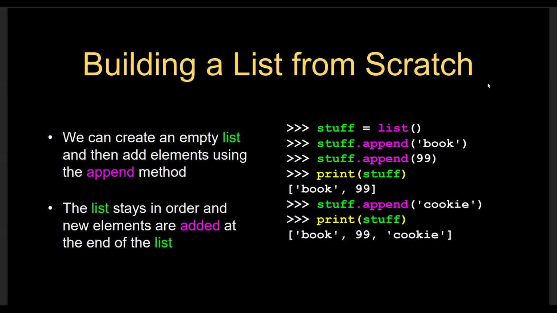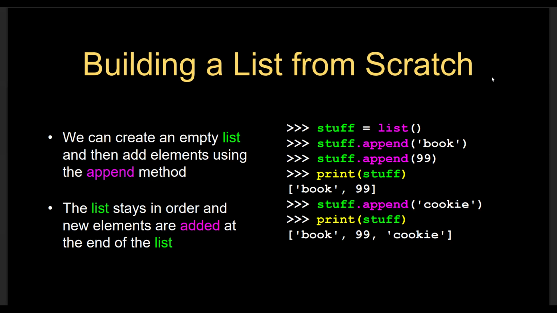The list stays in order and new elements are added at the end of the list. After creating the list, by using the append method, every element is added at the end of the list in order. Whatever order you add them in, in the same order each and every element will be added, and new elements will be added at the end of the list. That is what the append method does.